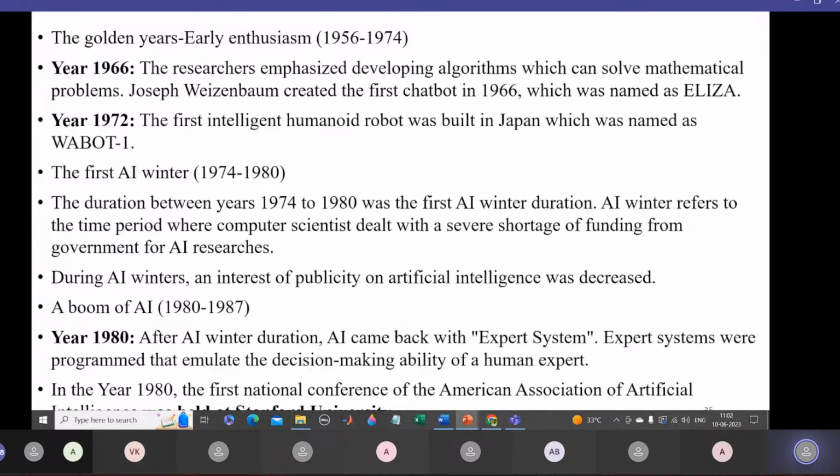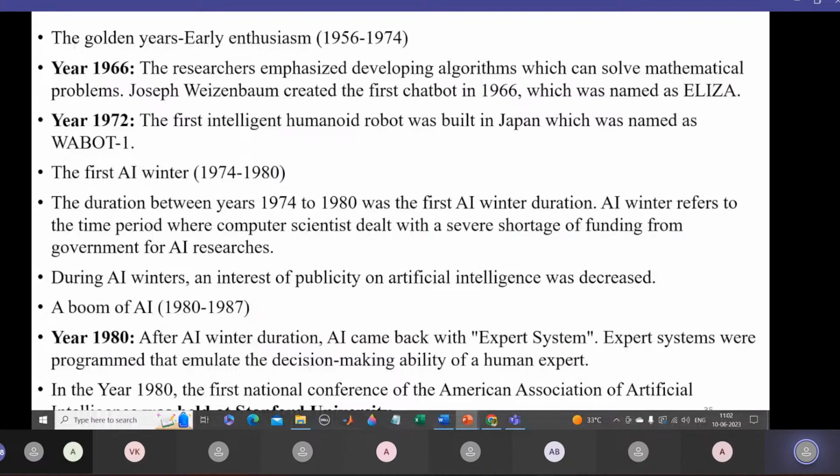Okay, fine. In 72, the first intelligent humanoid robot was built in Japan. It is WABOT-1. Then there was the AI winter in 74 to 80. This was the first AI winter duration. It means the period where computer scientists dealt with a severe shortage of funding from the government for research. That is called a winter. So they were not able to succeed because of the funding. During this winter, the interest and publicity on artificial intelligence decreased.